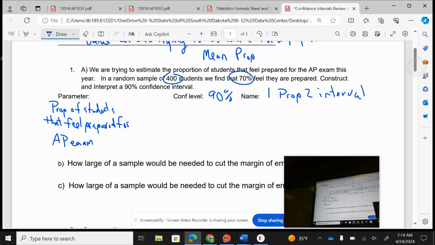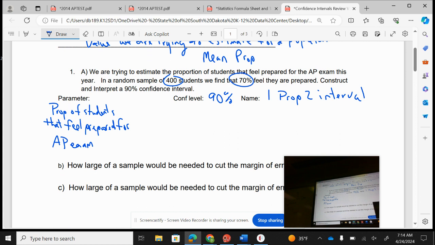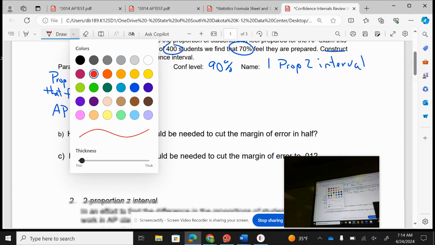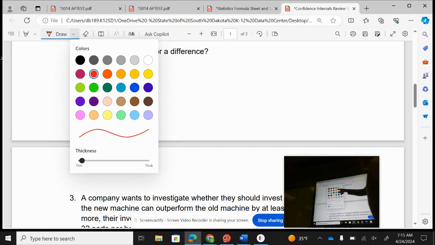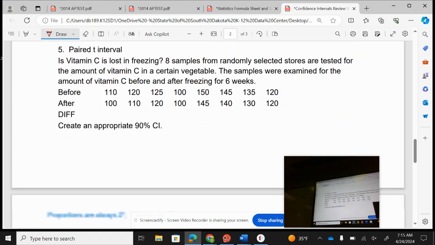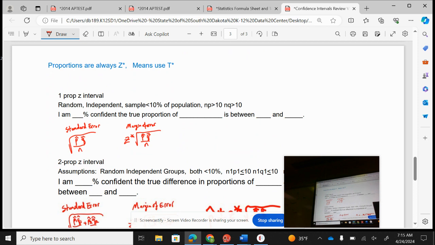Okay, so if I'm going to do a 1 prop Z interval, it says construct and interpret the interval. So I've got some space here. What are my assumptions? Now, this is something you have to memorize. Of course, I have these on another page where you can memorize them. But if you don't have them memorized, it should be pretty straightforward. The 1 prop Z interval, of course, we have to sample randomly, independent. Each value has to be independent from the next.